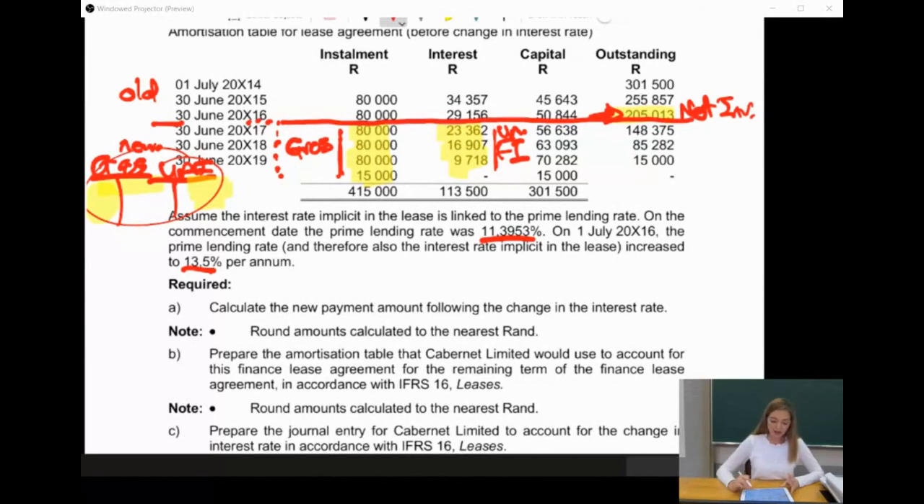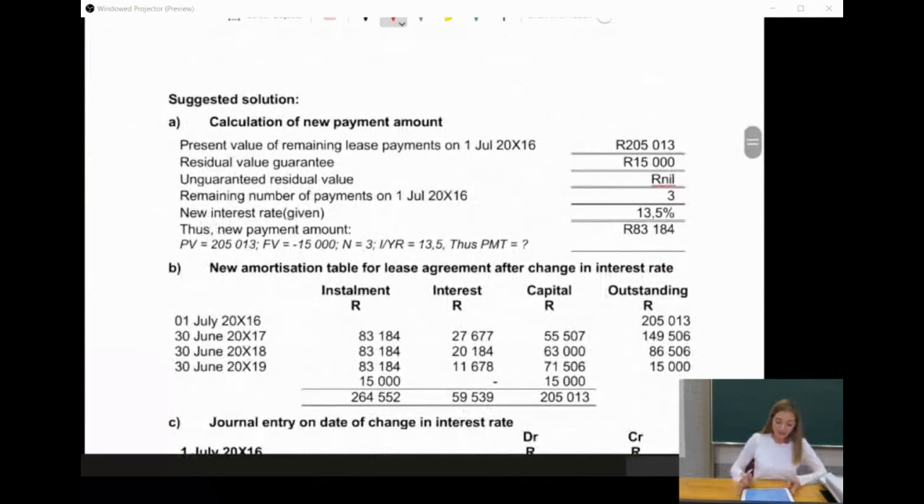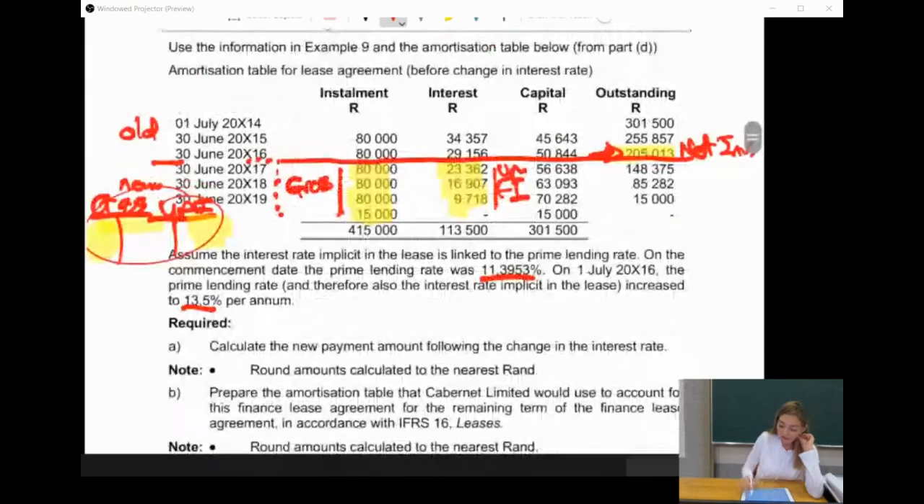So now the interest rate changes. When the rate changes, obviously the payment amount is also going to change. To calculate the new payment amount, first of all, remember that my outstanding amount does not change. The present value, the 205,013, the net amount that the lessee owes me on this day, does not change because the interest rate changes. So the present value stays the 205,013, which is what we got from our amortization table here.